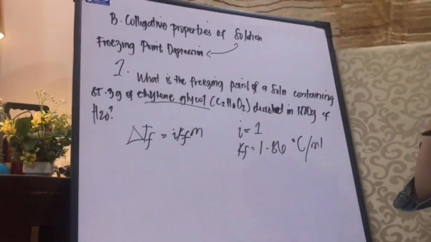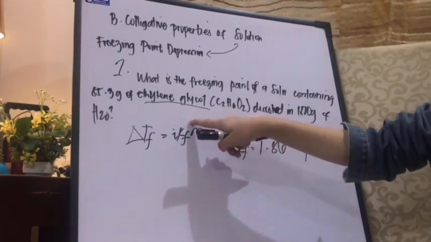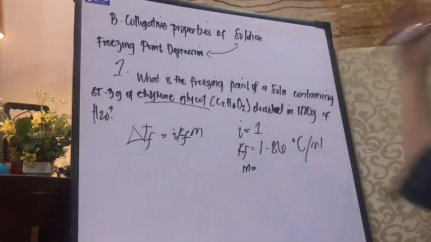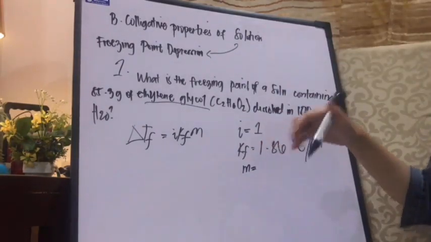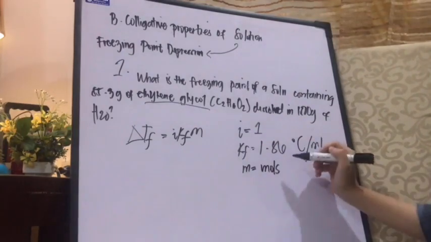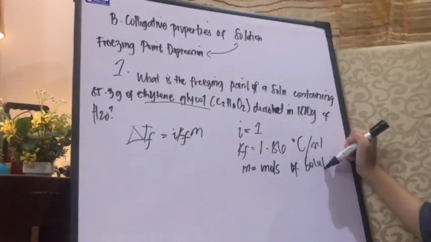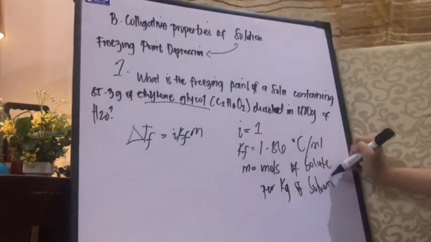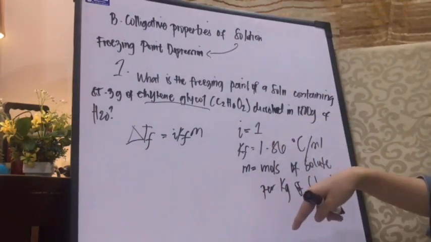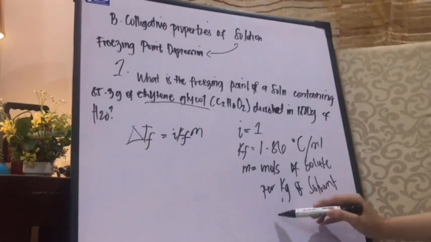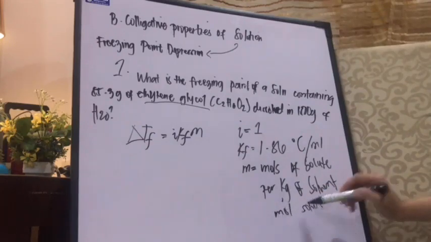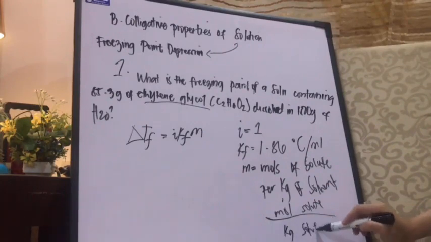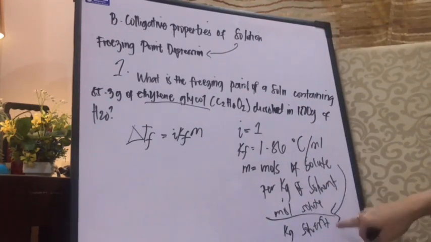The next thing is the molality, which we need to calculate because it is not given in this problem. Our molality is moles of solute per kilogram of solvent. So yan siya. Or it's like this, moles of solute over kilograms of solvent. They're the same thing.